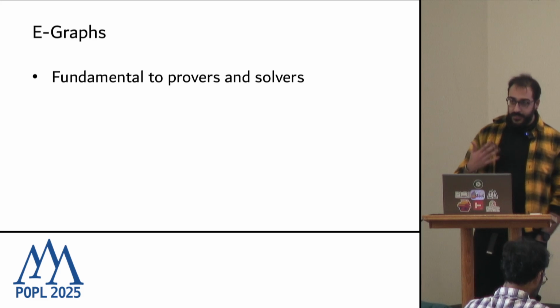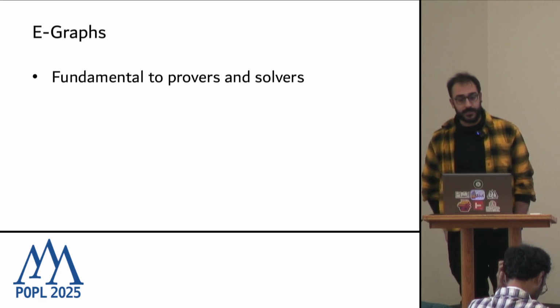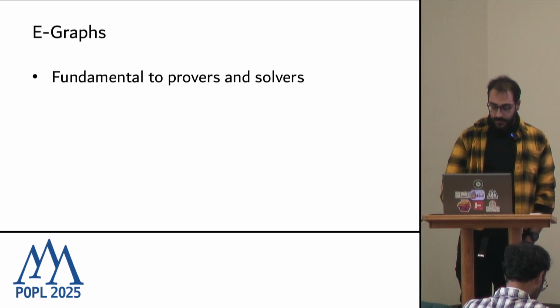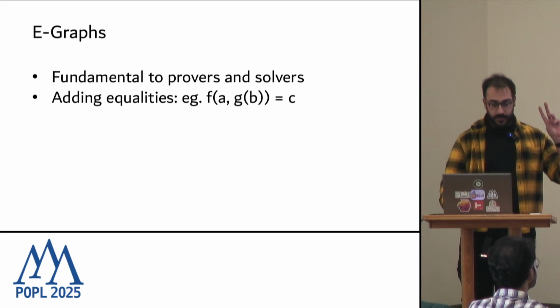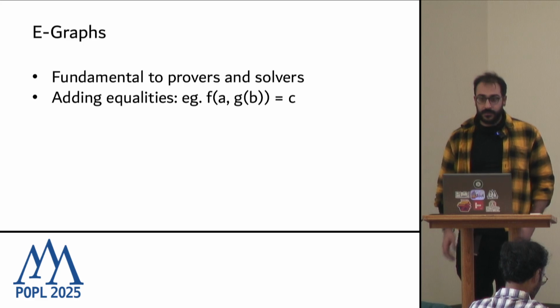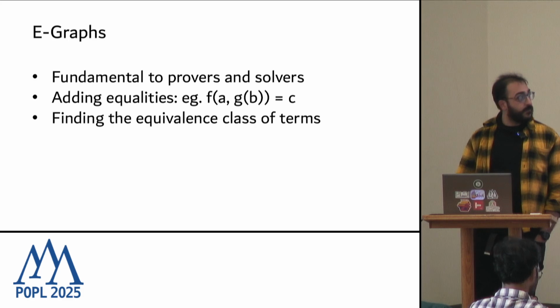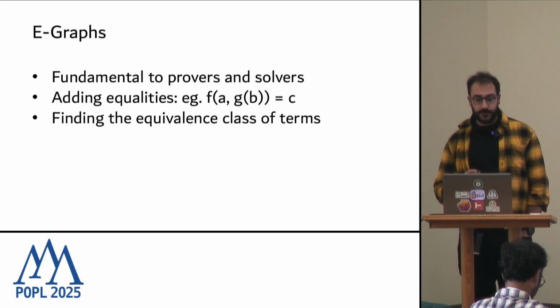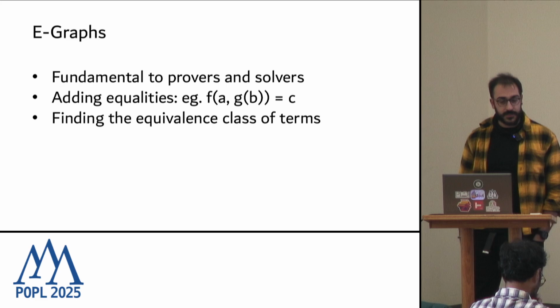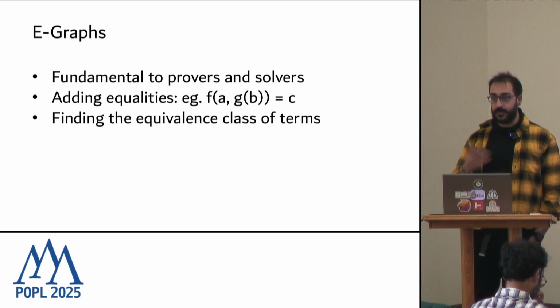So E-graphs are these fundamental data structures that you will inevitably see inside provers or solvers. Essentially, they comprise two operations. The first one is adding equalities, for example, f of a, b is equal to c. And you can also find the equivalence class of terms. So for example, if I query for the equivalence class of c, I will get the equivalence class of f of a, b. And this is how I can tell that two things are equal.